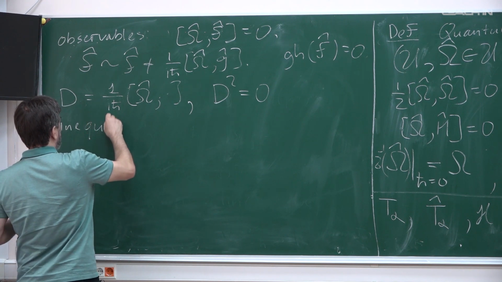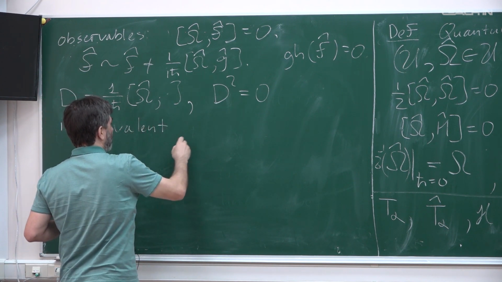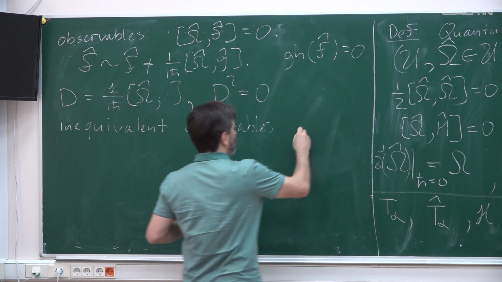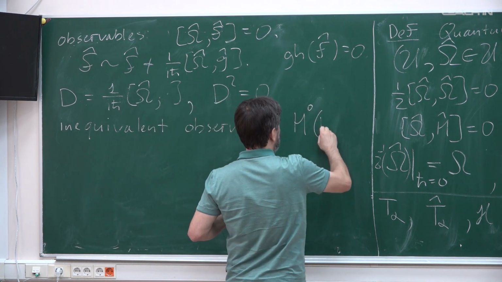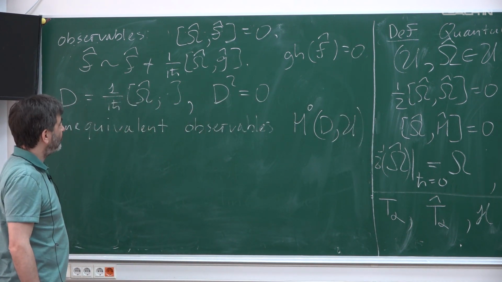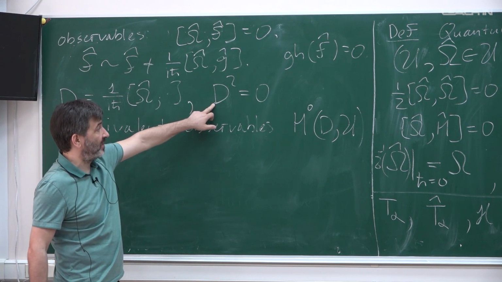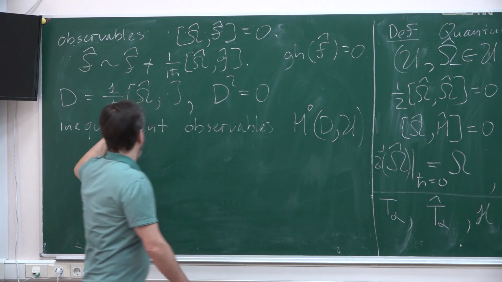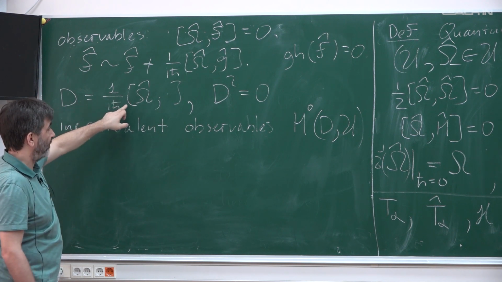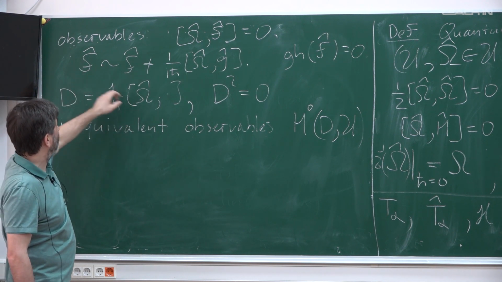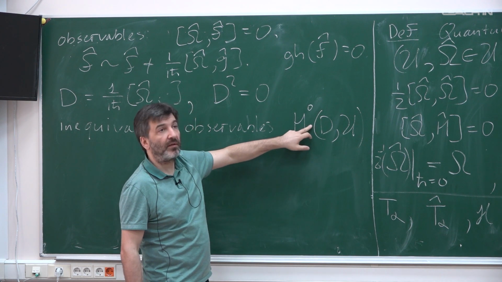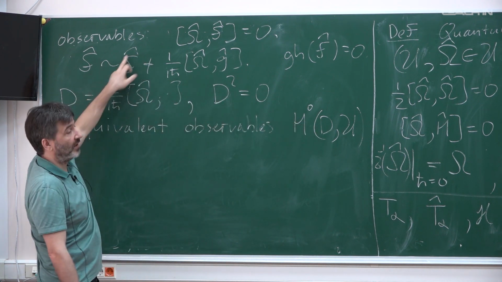So equivalence classes of observables are the cohomology of D in our algebra, right? So this operator D is nilpotent. It's easy to check using the Jacobi identity for the graded commutator. So if we apply this thing twice, we get 0. So all our algebra U becomes a homological complex with the differential being D, and we can look at cohomology in degree 0, and these are precisely equivalence classes of observables.